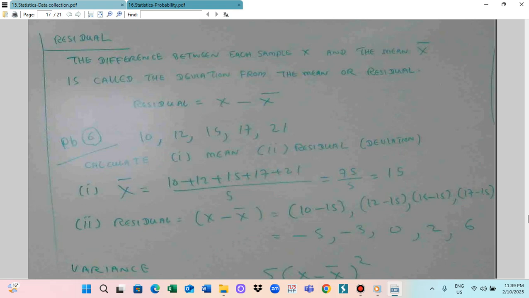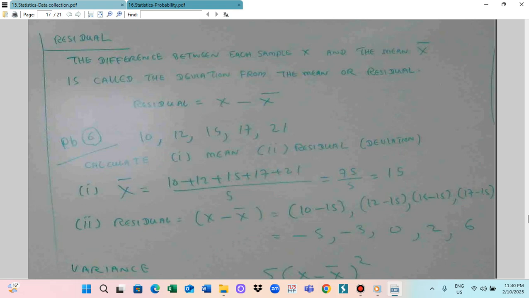And also you have to calculate the residual. The residual is x minus x bar, so each number minus the mean. Each becomes 10 minus 15, 12 minus 15, 15 minus 15, 17 minus 15, and 21 minus 15. So you get minus 5, minus 3, 0, 2, and 6. Those are the residuals.